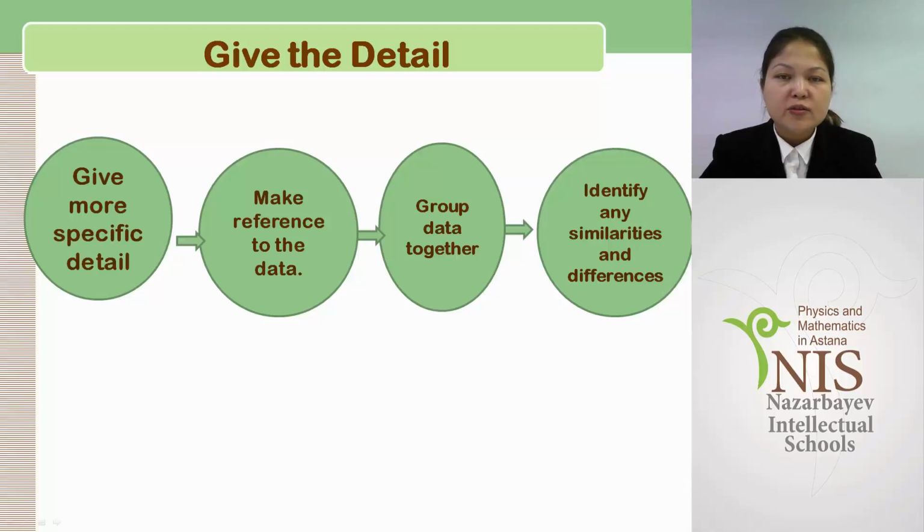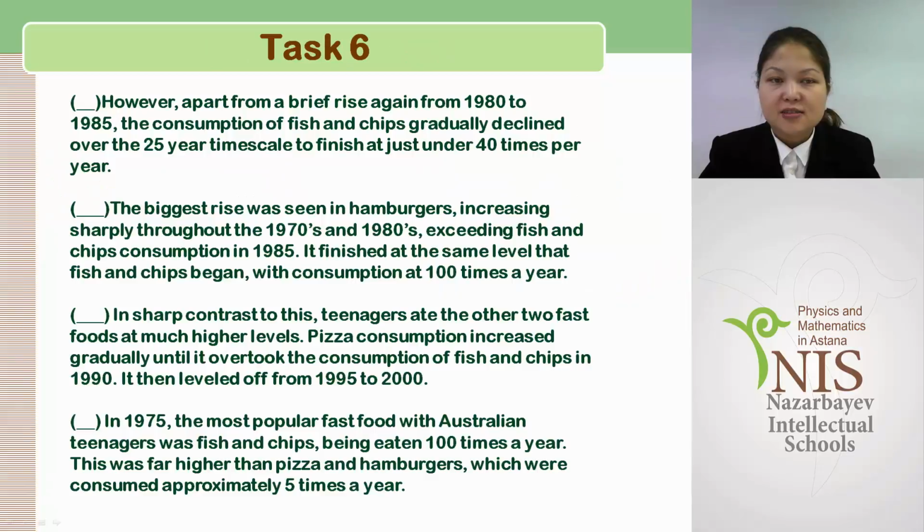So in terms of giving the detail, you need to give more specific detail, make a reference to the data, group data together, and identify any similarities and differences. The next task is you need to put these pieces of writing task 1 into right order.